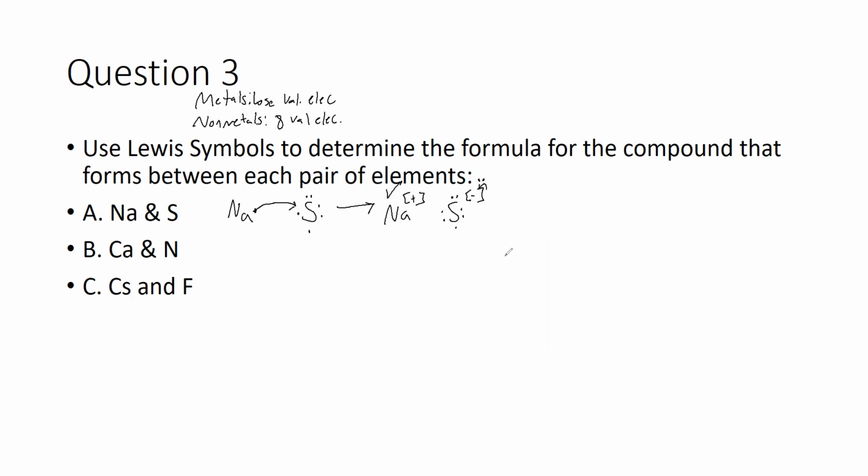That's a frowning face, by the way. Sulfur's sad because it wants 8 valence electrons. So how are we going to fix that? Well, we can only add sodium. We can add more sodium to make this happen, and only sodium because that's what the question is saying.